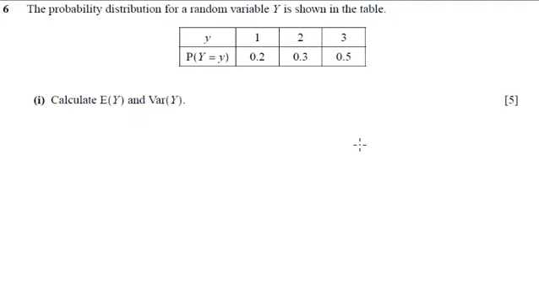Okay, question 6 has given us a probability distribution. It's not one of those special ones like a binomial or a geometric, it's just one of the table distributions. And it wants us to work out E of y and the variance.